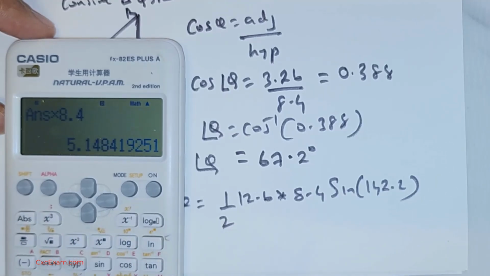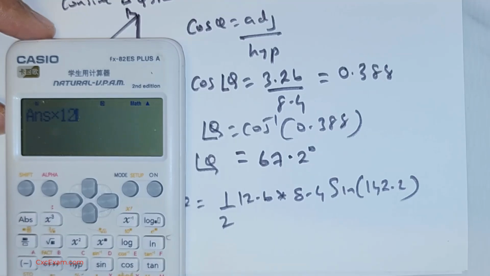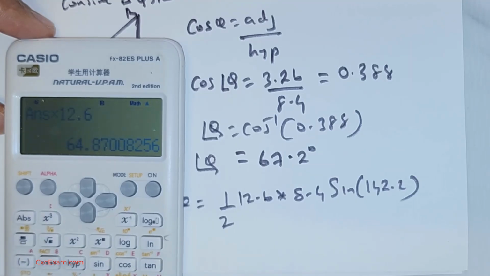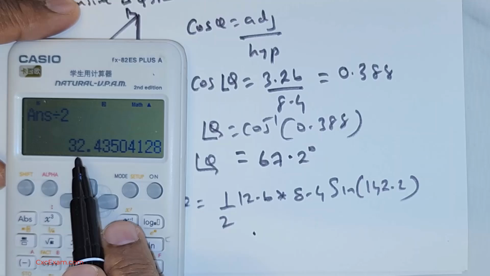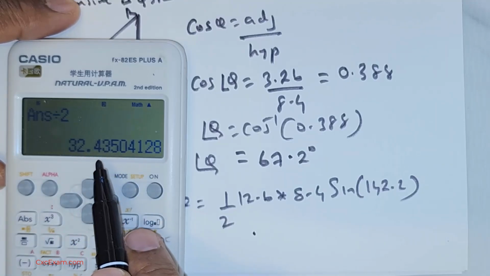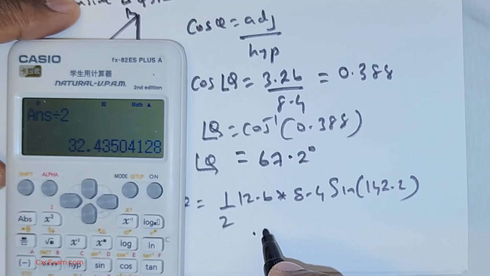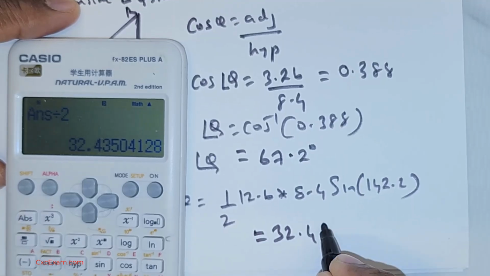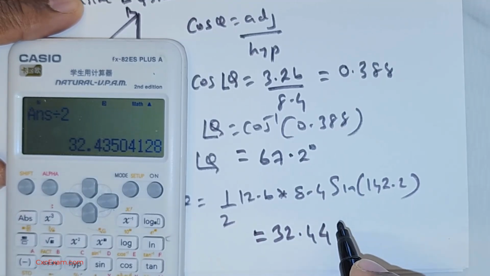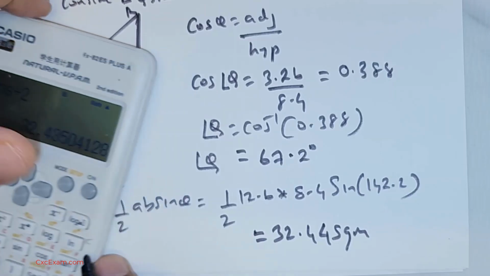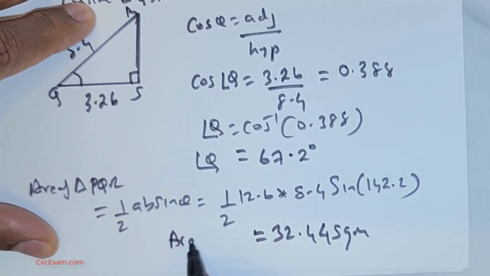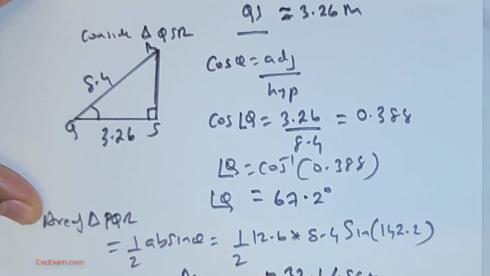So to that I multiply 8.4. What do I get? I get this. To that I multiply 12.6. What do I get? I get this. I divide this by 2. So this is 32.435. So I'm going to take it as 32.44 square meters. It's all given in meters. So this is the area.